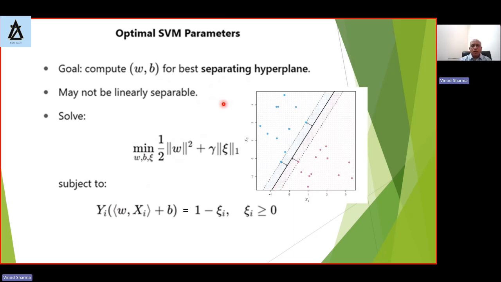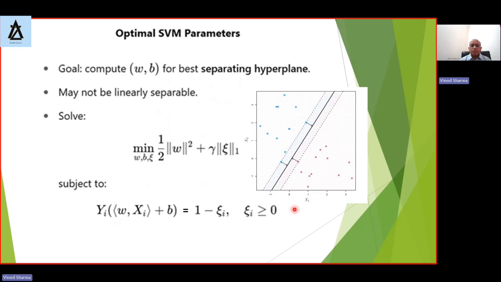Now, how to get this best separating plane is by solving this equation. Remember, we want to get W and B. W is the vector and B is a scalar. If you take half norm of W squared plus gamma, a positive constant, norm of theta with respect to L1, and this is with respect to L2. And this is subject to yi, the label corresponding to xi, into inner product of w, xi plus b, is equal to 1 minus zeta i, with zeta i greater than or equal to 0.